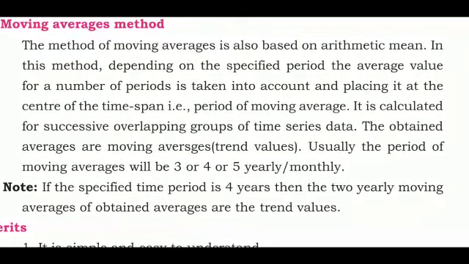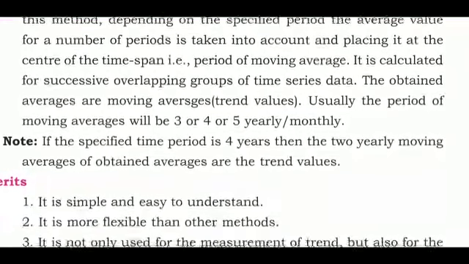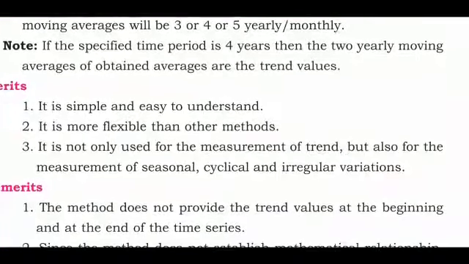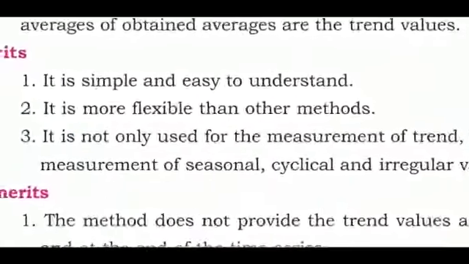The obtained averages are moving averages or trend values, and this period is usually 3 years, 4 years or 5 years. For 3 years and 5 years the calculation is almost the same. There is one minute change for the 4 years, that we will see when we actually solve an example, you will understand best. Now let us check an example, but first we will see the merits and demerits.